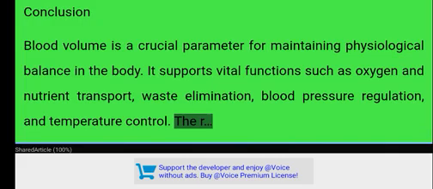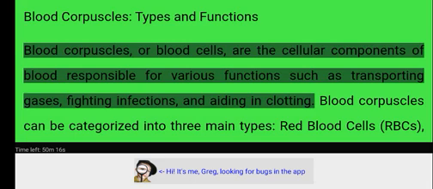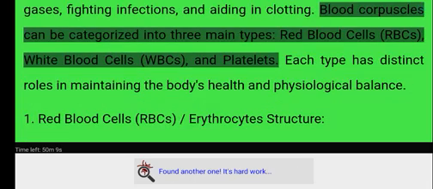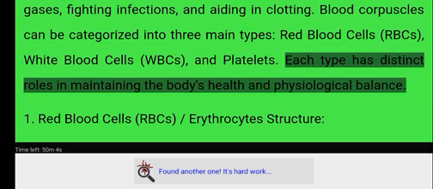Blood corpuscles, or blood cells, are the cellular components of blood responsible for various functions such as transporting gases, fighting infections, and aiding in clotting. Blood corpuscles can be categorized into three main types: red blood cells (RBCs), white blood cells (WBCs), and platelets. Each type has distinct roles in maintaining the body's health and physiological balance.